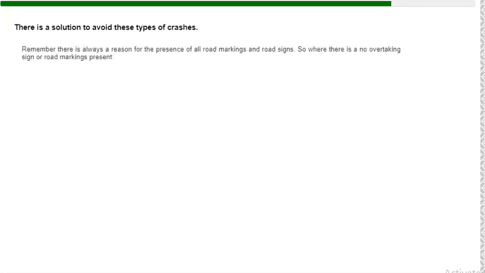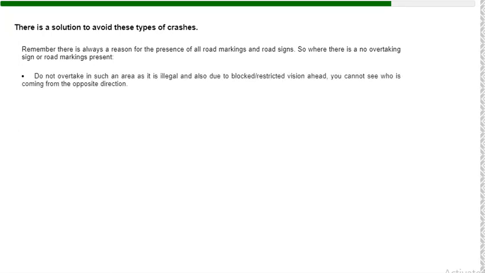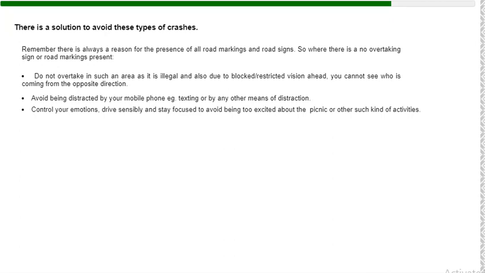Remember, there is always a reason for the presence of all road markings and road signs. So where there is a no overtaking sign or road markings present, do not overtake in such an area, as it is illegal, and also due to blocked or restricted vision ahead, you cannot see who is coming from the opposite direction. Avoid being distracted by your mobile phone, for example texting, or by any other means of distraction. Control your emotions, drive sensibly, and stay focused to avoid being too excited about the picnic or other such kind of activities. Always expect the unexpected. What if someone is overtaking from the opposite direction?